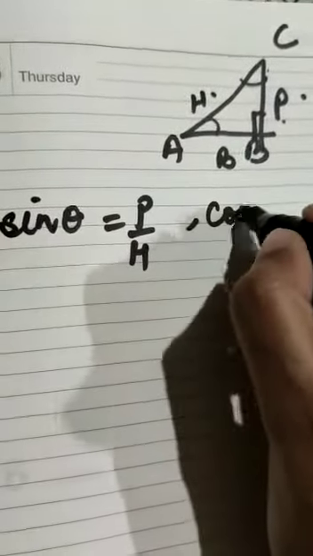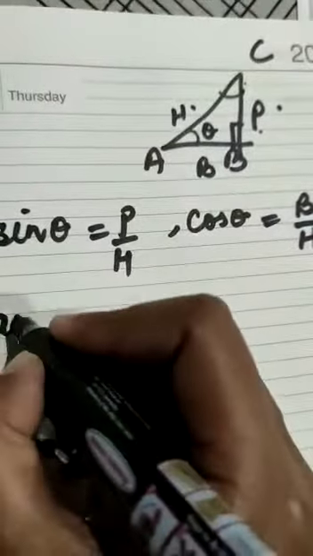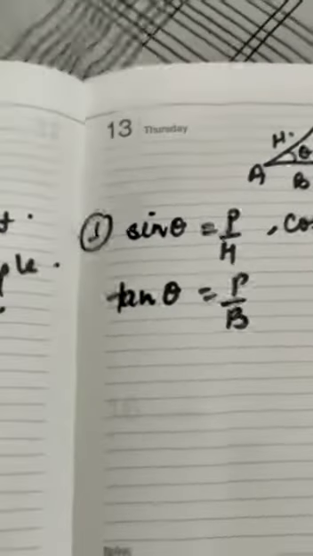We have done in 9th standard also that sine theta is equal to P upon H. Cos theta is equal to B upon H. Theta is here. So sine theta is P upon H, cos theta is B upon H, and tan theta is equal to P upon B.